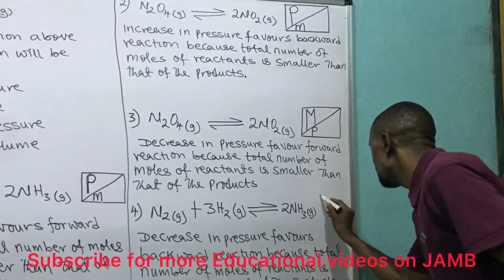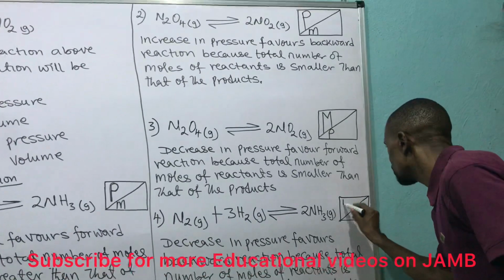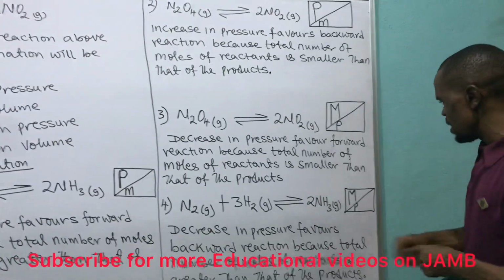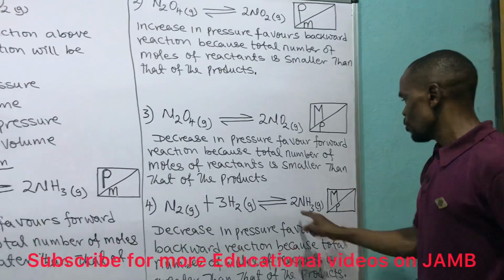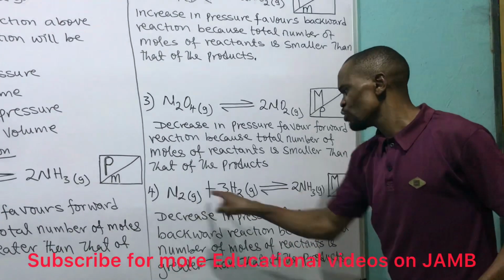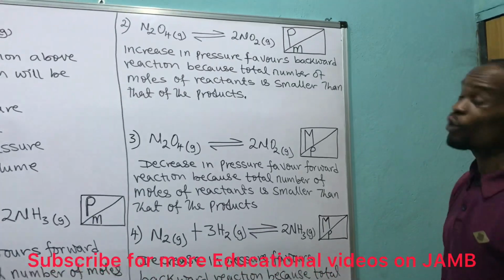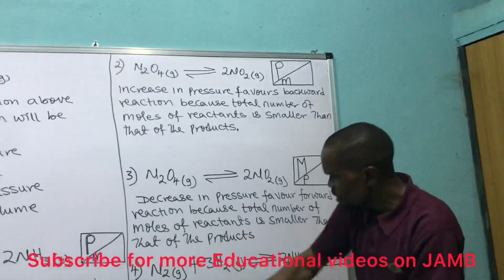Also, I can use the same box here. Look at the box here. I can use it as well. Say the capital M, which is mole, and small p, pressure. So if I lower the pressure, it will favor the bigger mole. But look at it now. Look at the bigger mole. This plus this will give me 4. If I lower the pressure, it will favor the backward reaction. That's what we say: if I lower the pressure, it will favor the backward reaction.